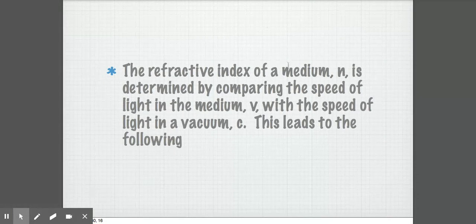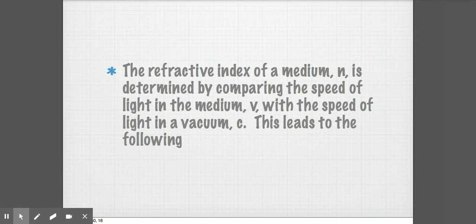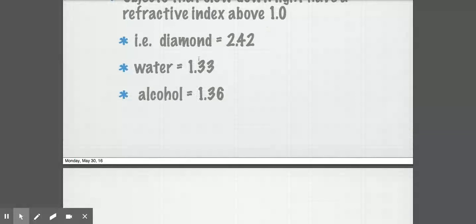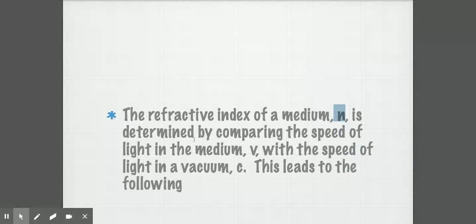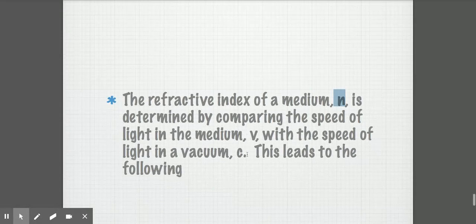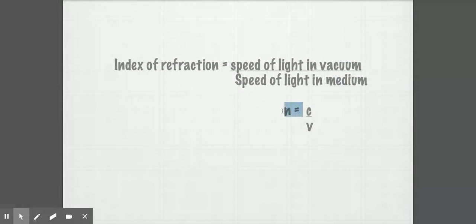The refraction index of a medium, we actually give it a letter. So remember, physics does have some numbers involved. The letter that we're going to call it is N. So the refractive index of a medium is going to be called N. All of these numbers we would represent with the letter N. It's determined by comparing the speed of light in a medium with the speed of light in a vacuum. This is going to lead to the following equation. And this is what we're going to use to calculate our index of refraction. So remember, our index of refraction, that number that's somewhere above 1, is represented by N.